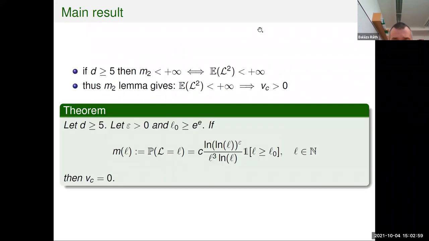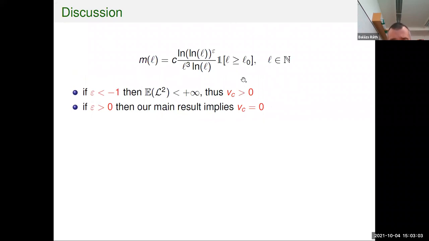So let me further discuss the statement. This is an ugly formula, and I'm repeating that ugly formula up here. Here's the discussion. Our main result is about this formula when epsilon is positive, and our main result states that there is no phase transition.